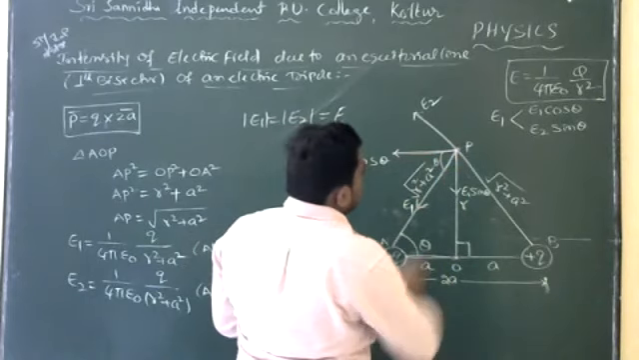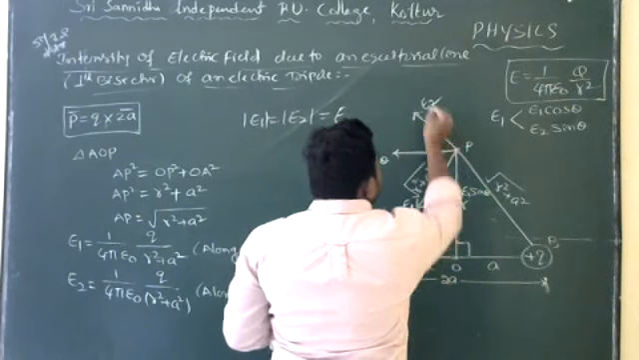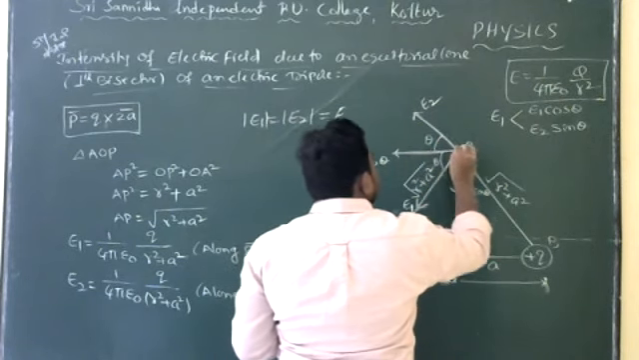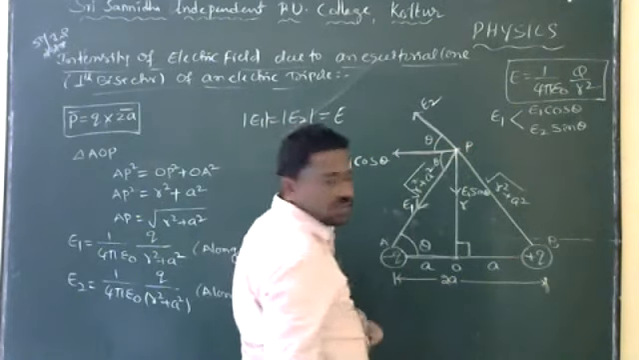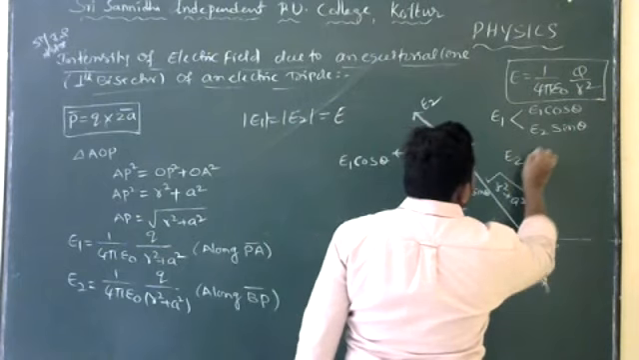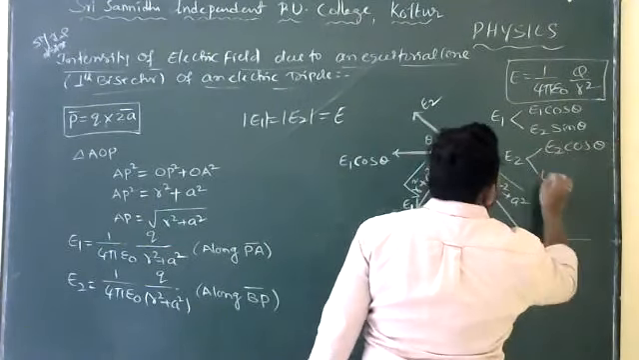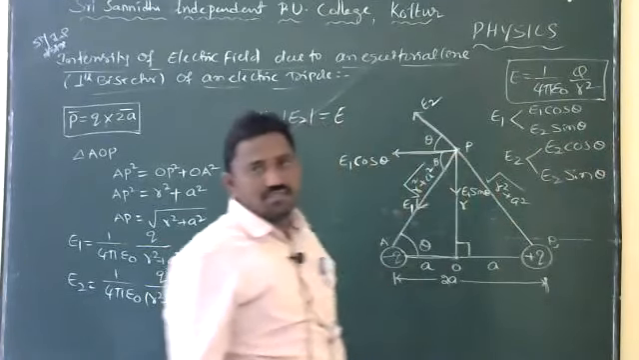Next, E2. This is horizontal, and E2 makes an angle theta with the horizontal. So it can be resolved in the same way into two components. One is E2 cos theta, the other one is E2 sin theta. This is very important.